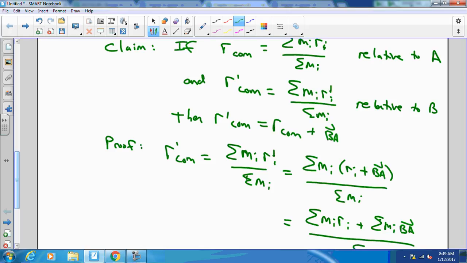What's the upshot of this? That no matter what origin you pick, your center of mass will always have the same physical location. It will simply have different coordinates that reflect the choice of origin.